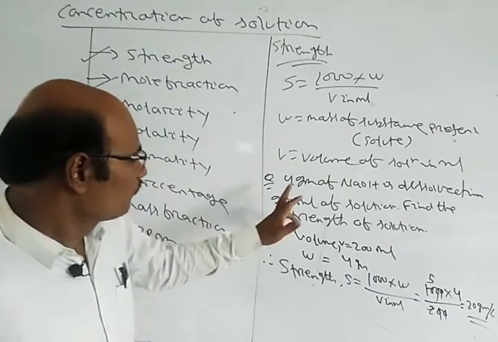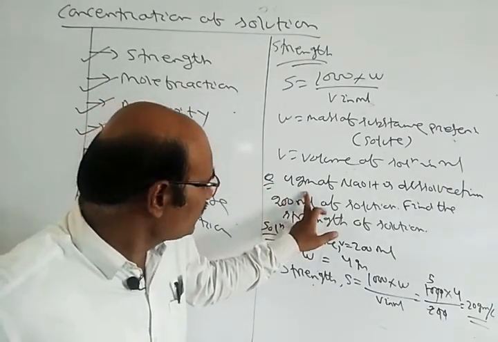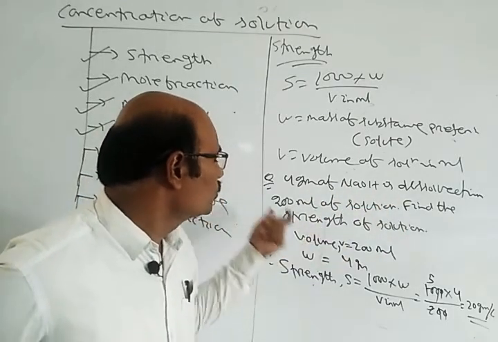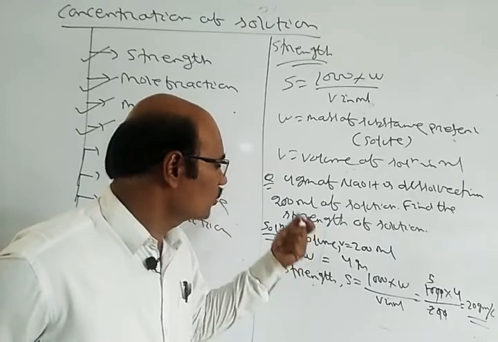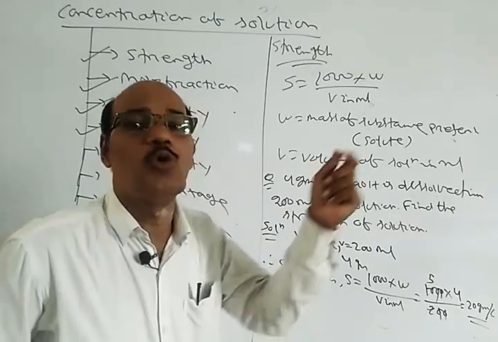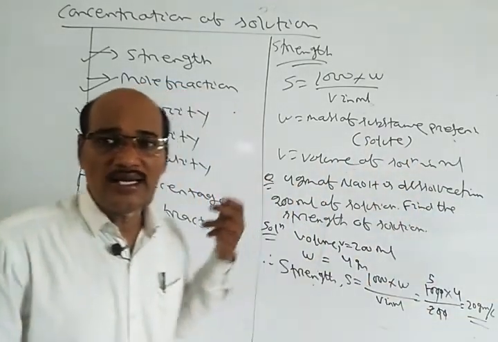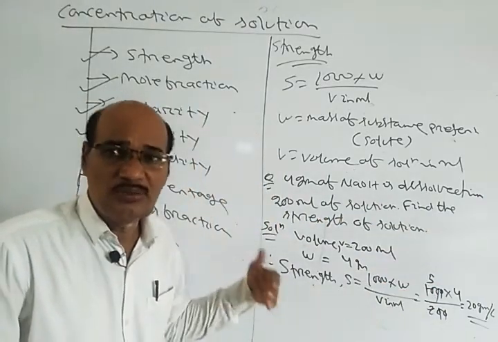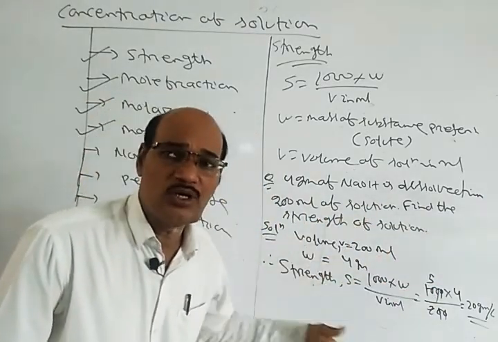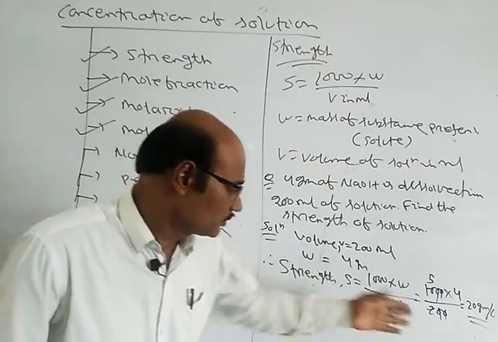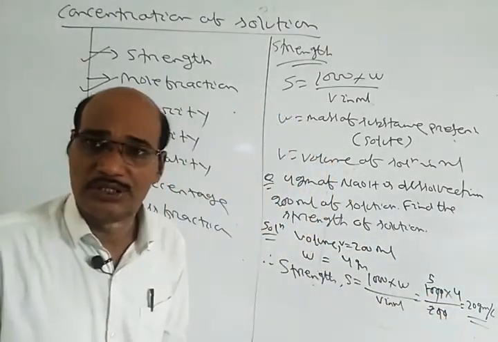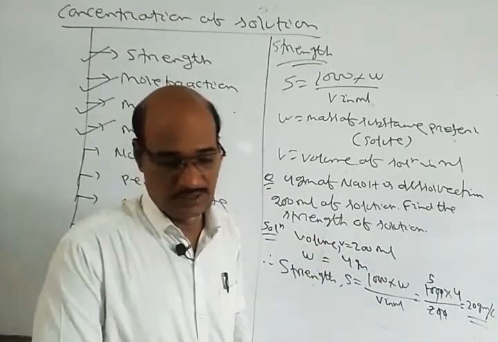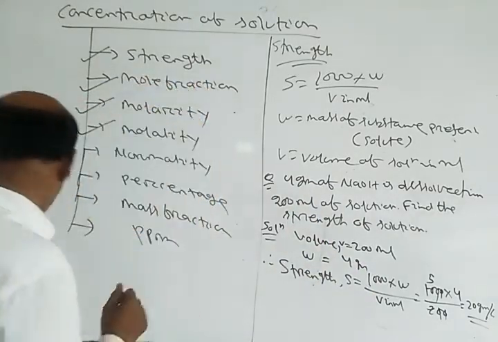Okay, so 4 gram NaOH is dissolved in 200 ml of solution. So 200 ml of solution contains 4 gram. So 1 ml will contain 4 by 200. So 1000 ml will contain 4 by 200 into 1000, that is equal to 20 gram per liter. It is the strength of the solution. Clear? Now next.